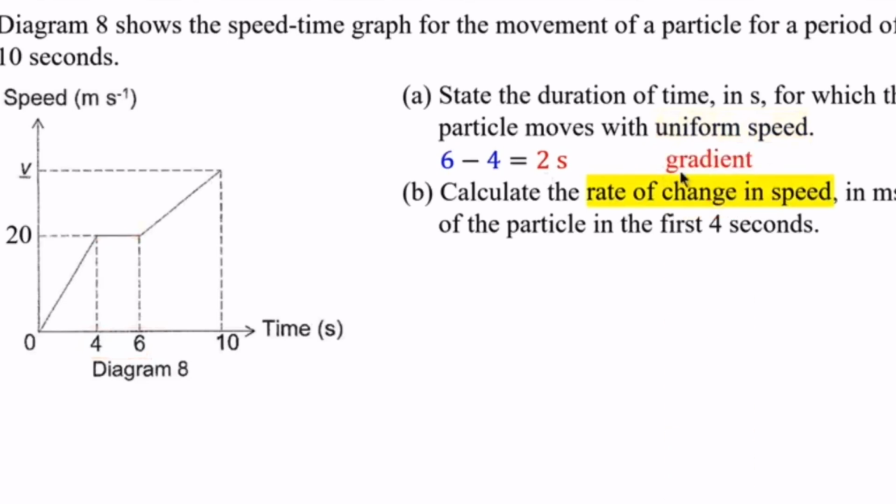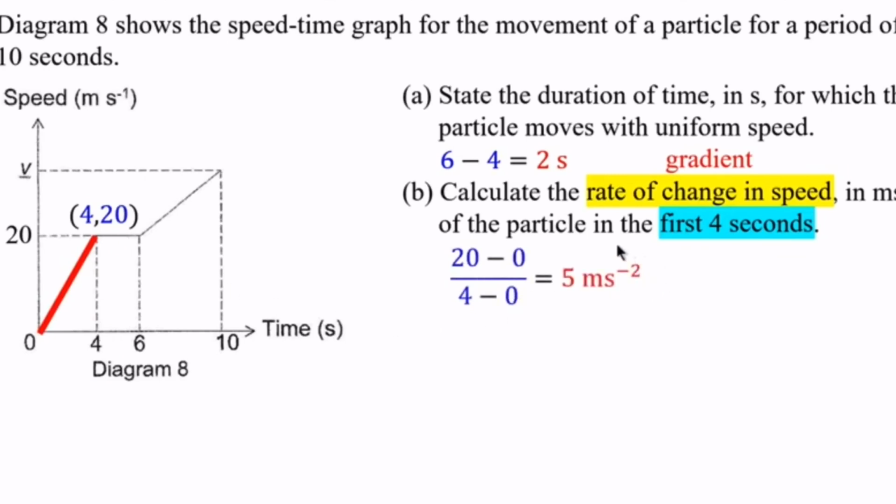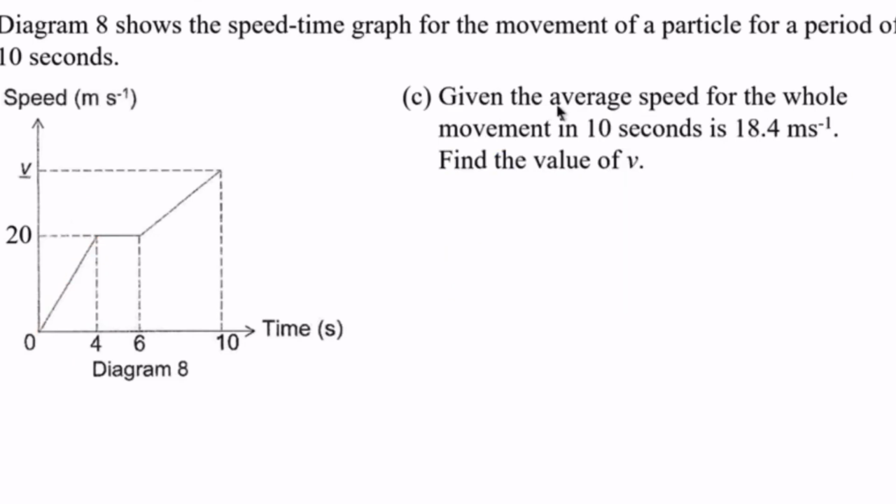Next, we want to calculate the rate of change in speed of the particle in the first 4 seconds. When you see rate of change of speed, you have to find the gradient for the first 4 seconds, the line in red color. You can label as (0, 0) and (4, 20), and then you find the gradient for the line, which is 20 minus 0 over 4 minus 0. So the answer is 5 meters per second per second. It's a positive gradient. So that is called rate of change.